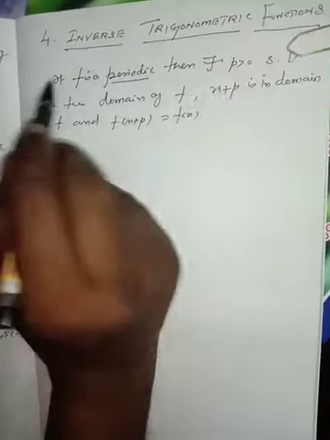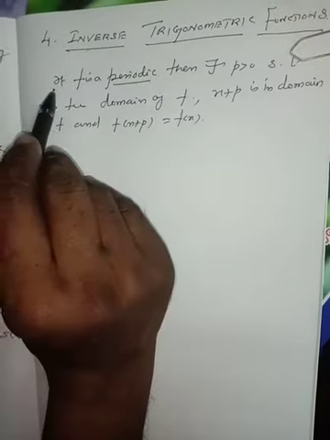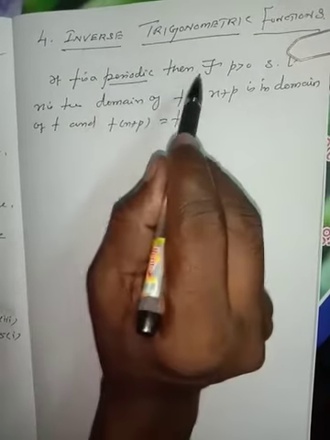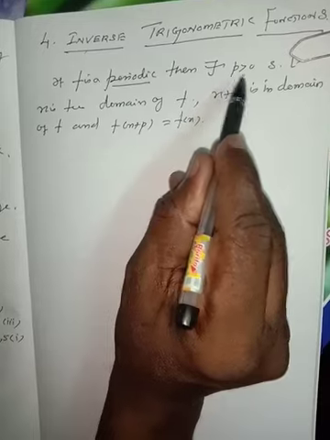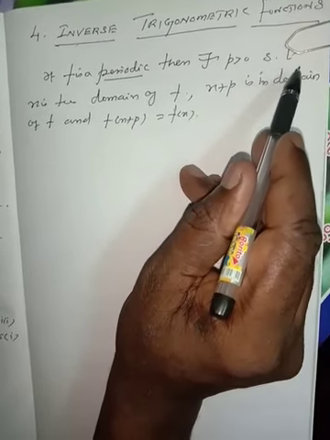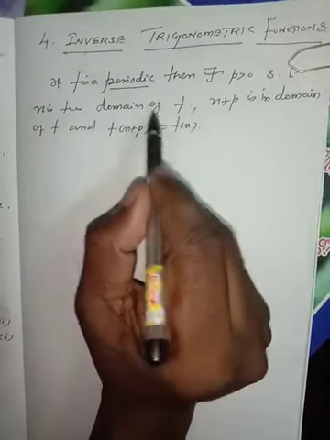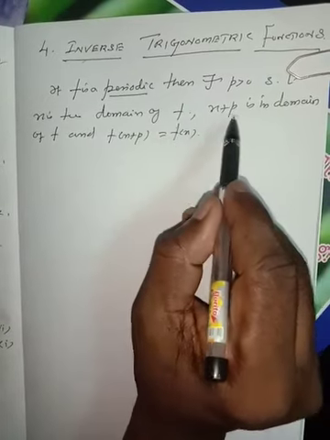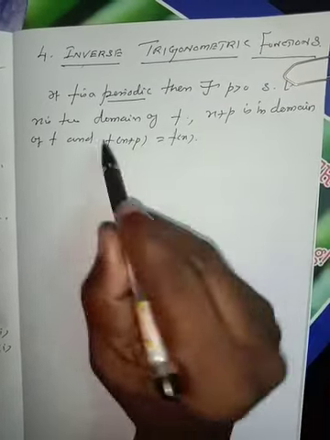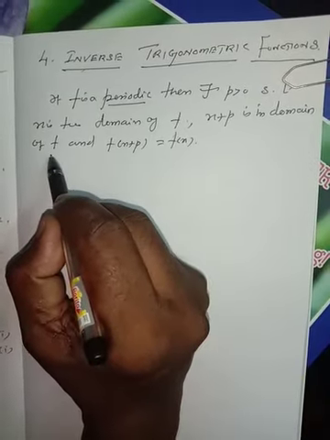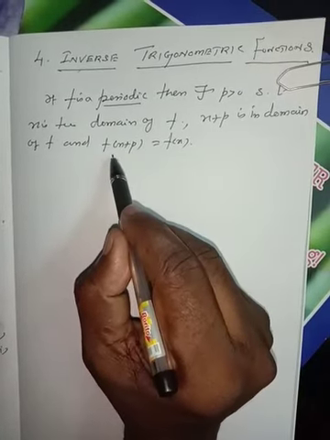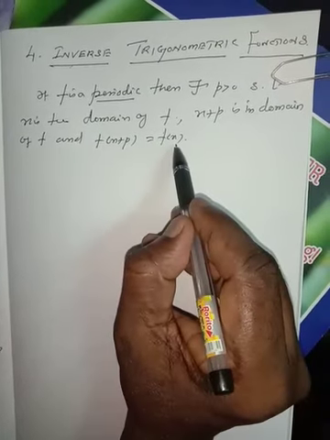Definition of a periodic function first. If f is periodic, then there exists p greater than 0 such that for x in the domain of f, x plus p is in the domain of f, and f of x plus p is equal to f of x.